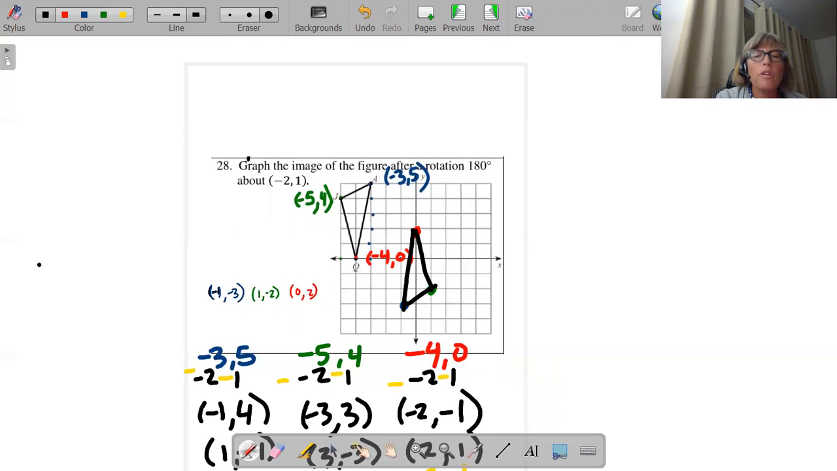Now we're going to graph -2, +1. So you can see there's our pivot point, -2, +1. And every single one of these have been rotated exactly 180 about that point.